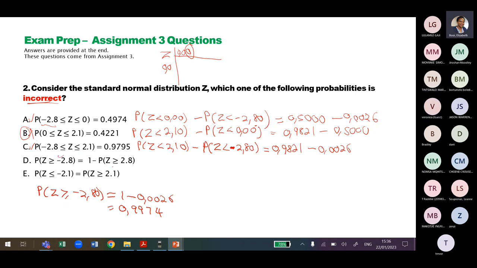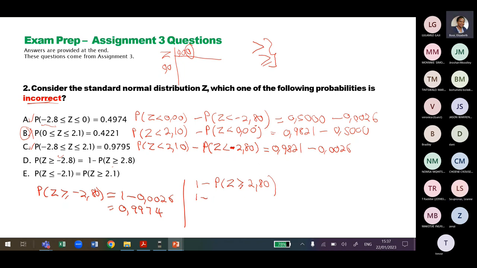Let's check if it's the same as the second part. So the second part says 1 minus, don't get confused with this, 1 minus the probability that Z is greater than 2.8, and I'm going to put 0 at the end. Now, whether we put greater than or equals to, for the normal distribution and sampling distribution, they mean one and the same thing. They will not change how you find the data. So because this says it's greater than, then it means we need to say 1 minus the table value.